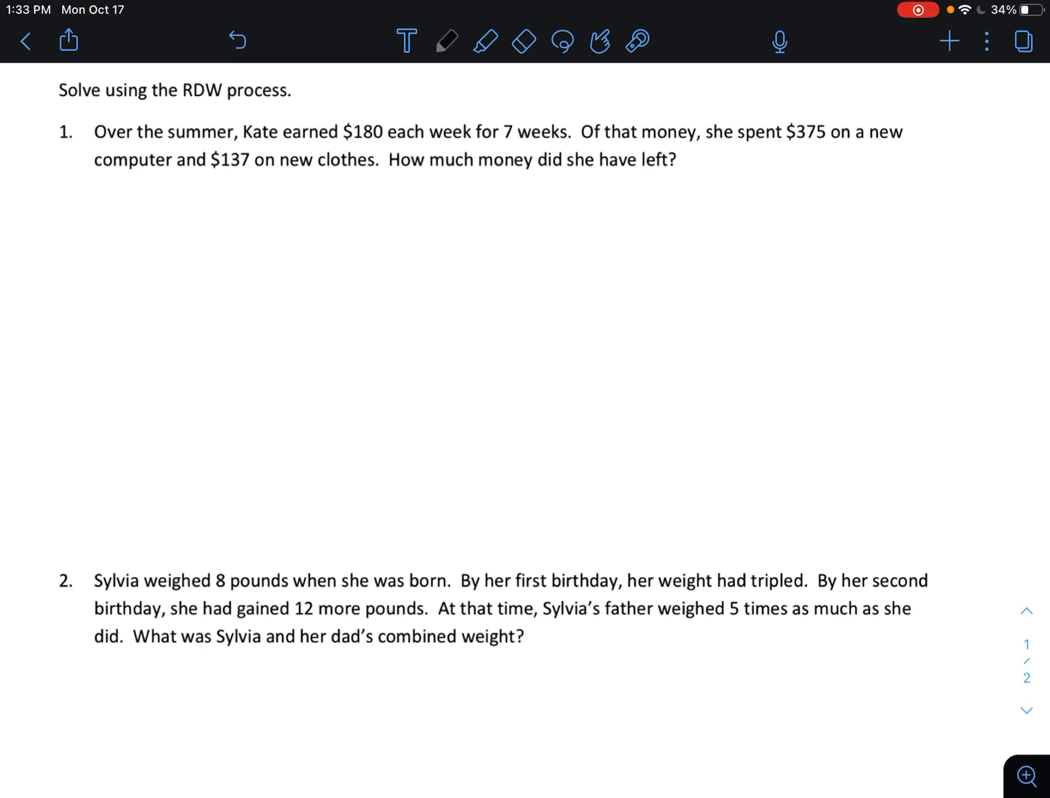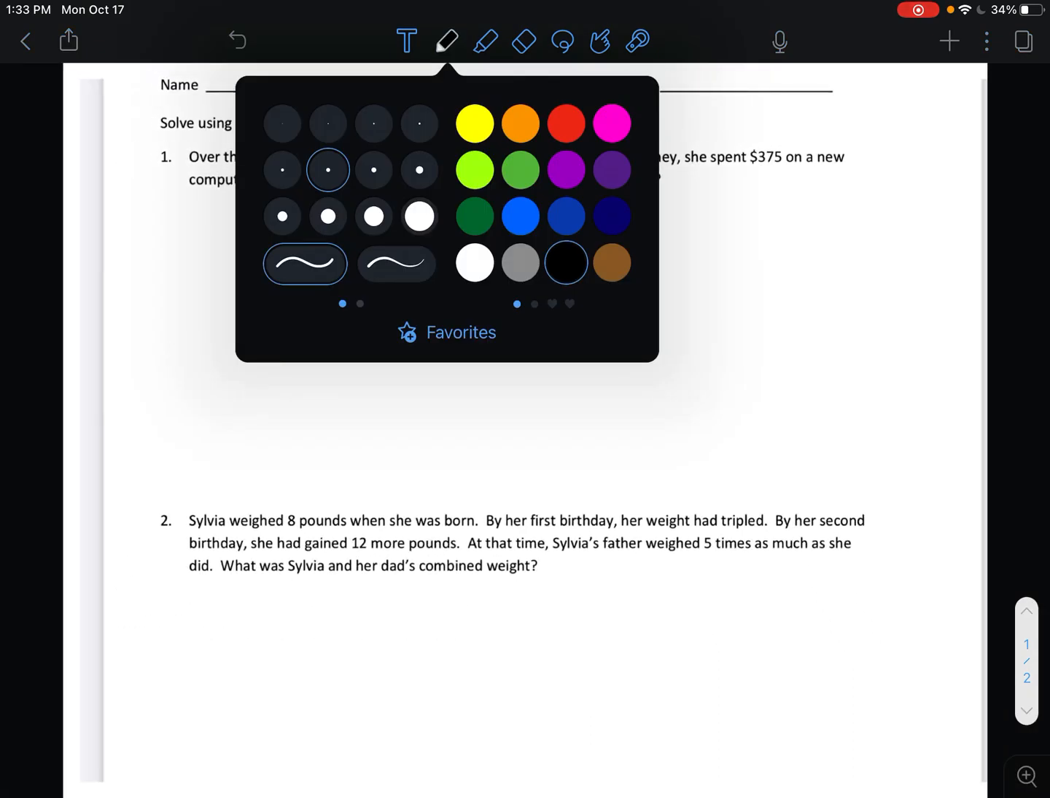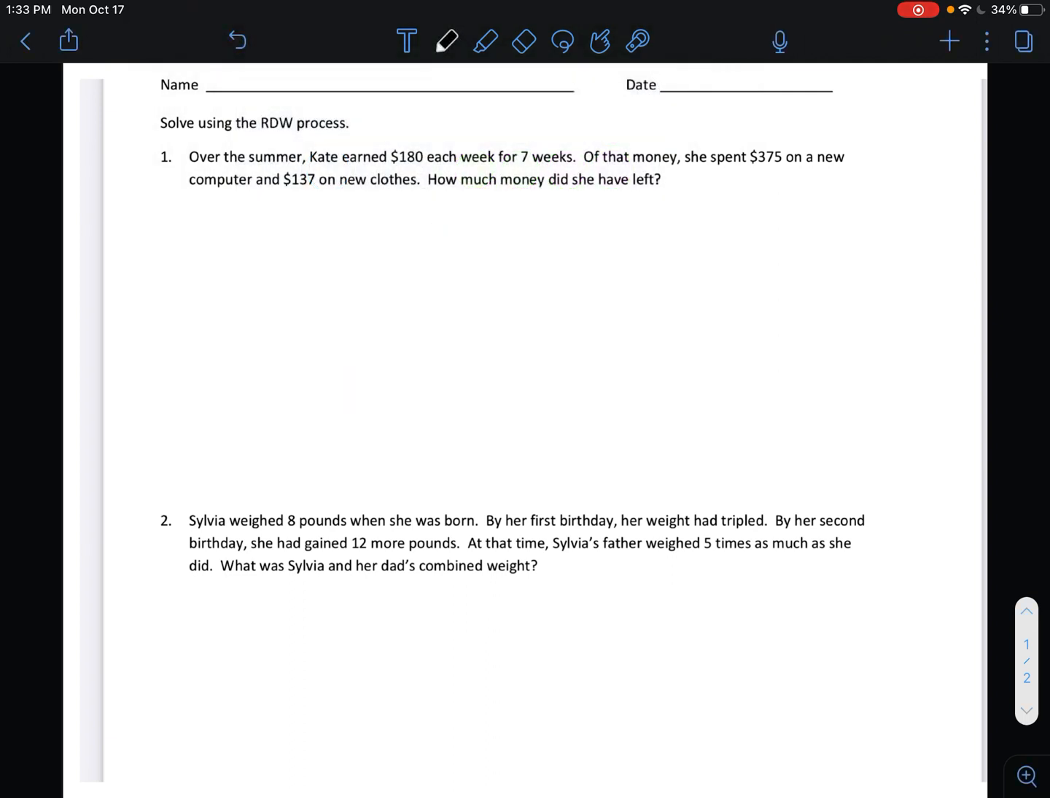So, hold on, having technical difficulties. There we go. So read, draw, write. And so, again, some people say read the whole word problem first. I honestly, the more I think about it, I don't think you should. I think, like we do in class, as soon as you read one sentence, you stop and you write down or draw a picture of the information they give you.